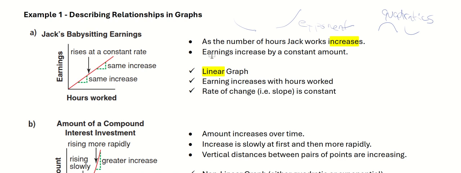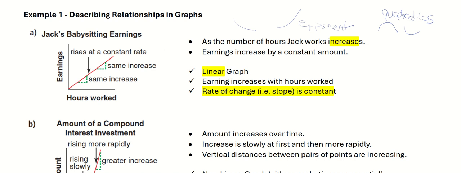The earnings are increasing by a constant amount because if you look at two points on the graph, let's say you look at that point and this point, they're both increasing by the same amount. So you can say that not only is the earnings increasing, but the rate of change is constant. Now that's a bit different than earnings being constant.